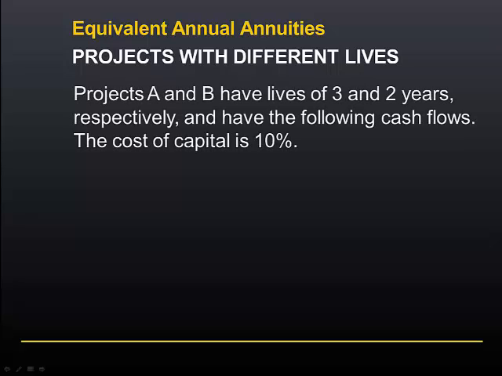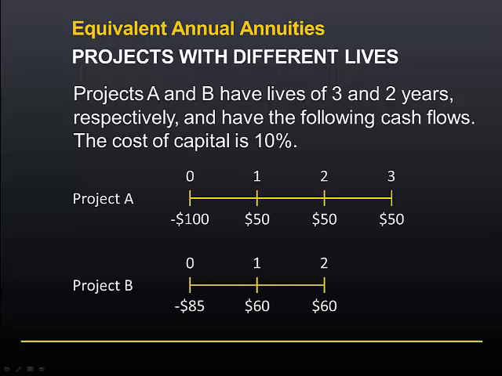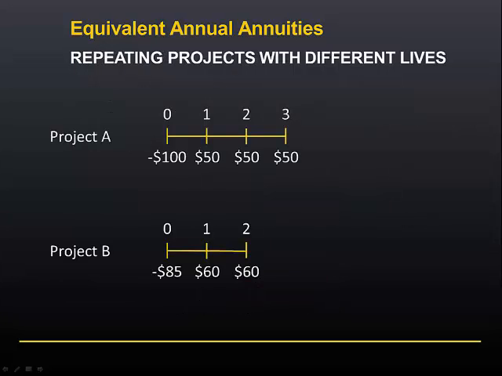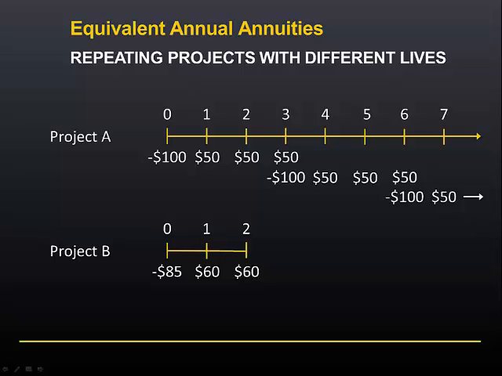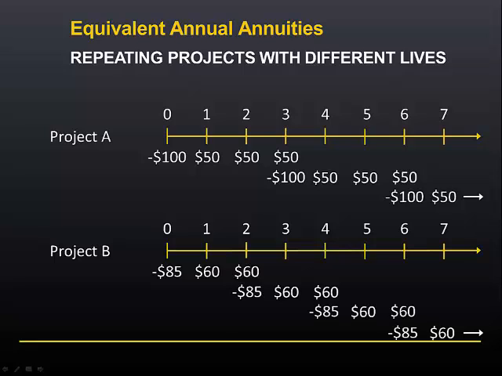Projects A and B have lives of 3 years and 2 years respectively and have the following cash flows. A problem potentially arises if these projects are going to be repeated by identical projects at the end of the life of each project. So with Project A, at the end of the project in the 3rd year, we'll invest another $100 and receive $50 cash flows for the following 3 years, and so on indefinitely. Project B, at the end of the project in 2 years, we'll invest another $85 and receive $60 cash flows in the following 2 years, and so on indefinitely.